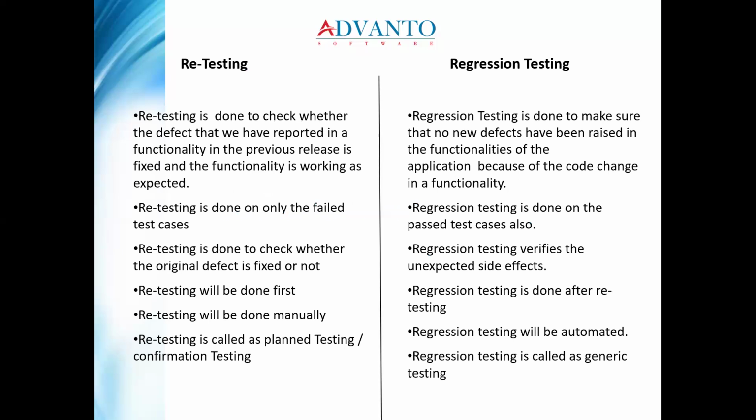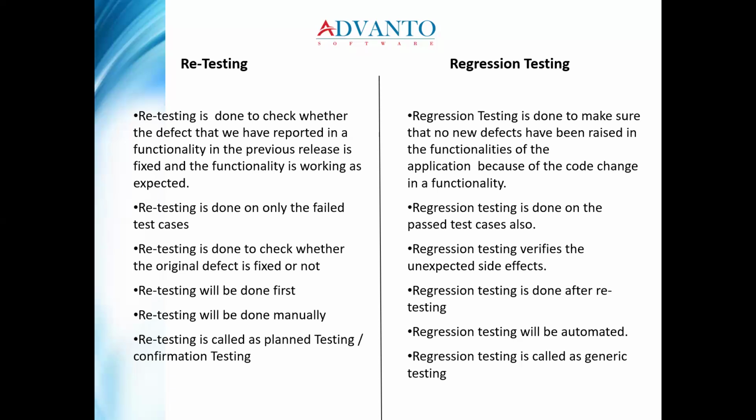The next question, what are the differences between retesting and regression testing? Retesting is done to check whether the defects that we have reported in a functionality in the previous release are fixed and the functionality is working as expected. Regression testing is done to make sure that no new defects have been raised in the functionalities of the application because of the code change in a functionality. Retesting is done on only the failed test cases.